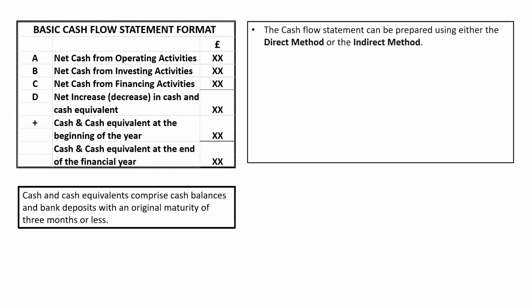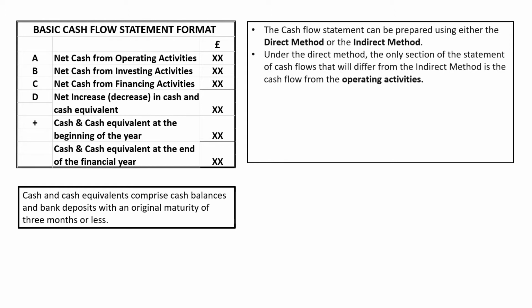Now the cash flow statement, the basic cash flow statement format that we're looking at, or the condensed version, can be prepared using either the direct method or the indirect method. Under the direct method, the only section of the statement of cash flow that will differ from the indirect method is the cash flow from the operating activities.